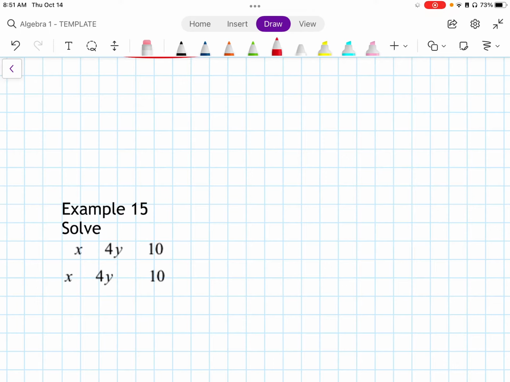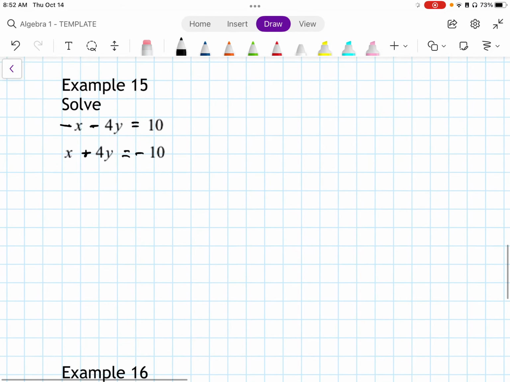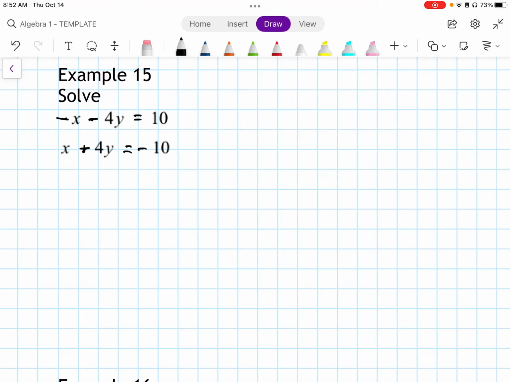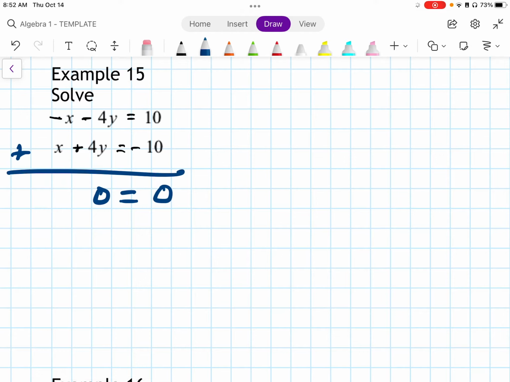This one should be -x minus 4y equals 10, and x plus 4y equals -10. Now, well, we could eliminate these, right? We could add these together and eliminate them. I have a -x and a +x. That would be a 0. That one eliminates. -4y and +4y would be 0. 10 minus 10 is 0. So we got 0 equals 0, which kind of looks like infinitely many solutions whenever we've done that before, anytime we get a true statement like this.